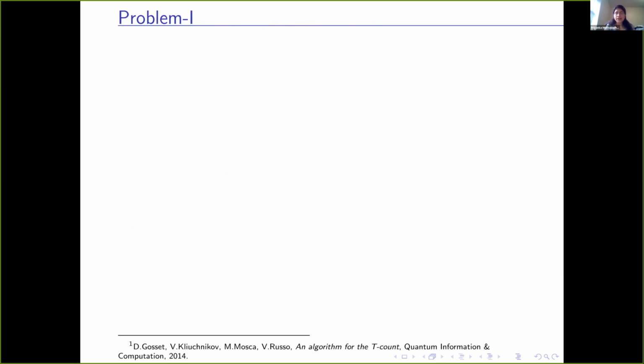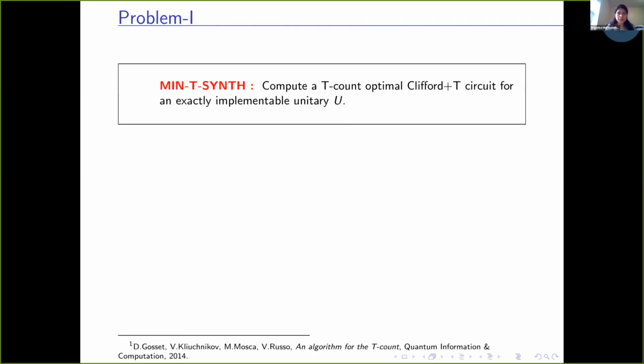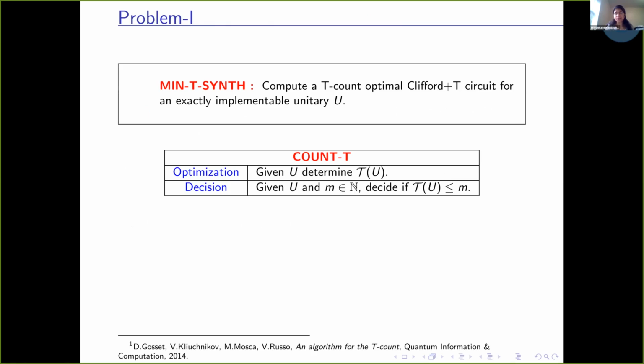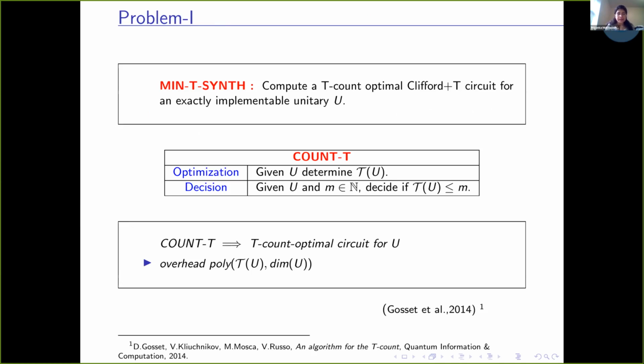Now, in this talk, I'll describe algorithms for two problems. In the first problem, which is min T-synth, the task is to compute a T-count optimal Clifford plus T circuit for an exactly implementable unitary U. A variant of this problem is count T, where we have to determine the T count of this unitary, and in the decision version, we have to decide if the T count is at most some positive integer m. It has been proved by Gosset, Kliuchnikov, Mosca, and Russo that if we can solve count T, then we can synthesize a T count optimal circuit for the unitary with some overhead, which is polynomial in the T count of U and the dimension of U.